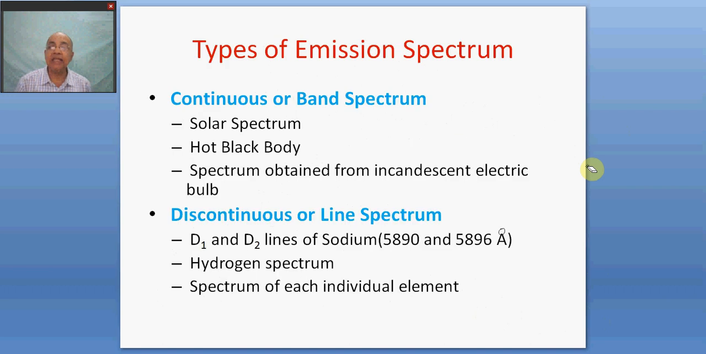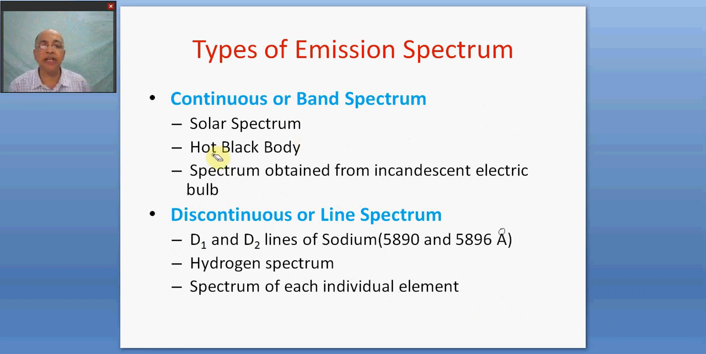Now let's see the different types of emission spectrum. It can be a continuous or band spectrum, or it can be a discontinuous or line spectrum. Just now we saw the solar spectrum. That is a continuous spectrum. No discontinuity from start to finish. There is no gap. Every space is filled with some color or the other.